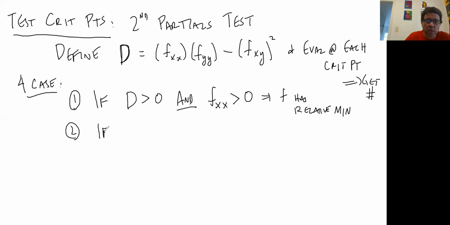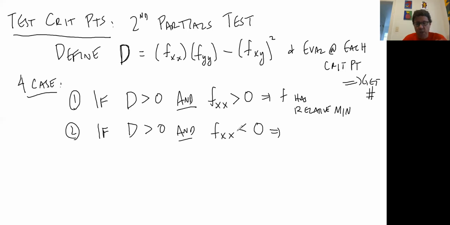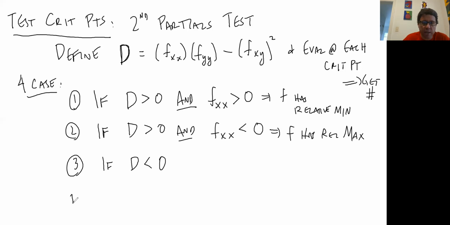Similarly, if this discriminant is positive and the second derivative with respect to x, when you plug in the critical point, ends up being negative, then that's kind of like negative concavity you can think of, and therefore f has a relative maximum. Okay, 3, if D is negative, we're going to get something in case 4, which I'll just give you right now. If D also ends up being 0.